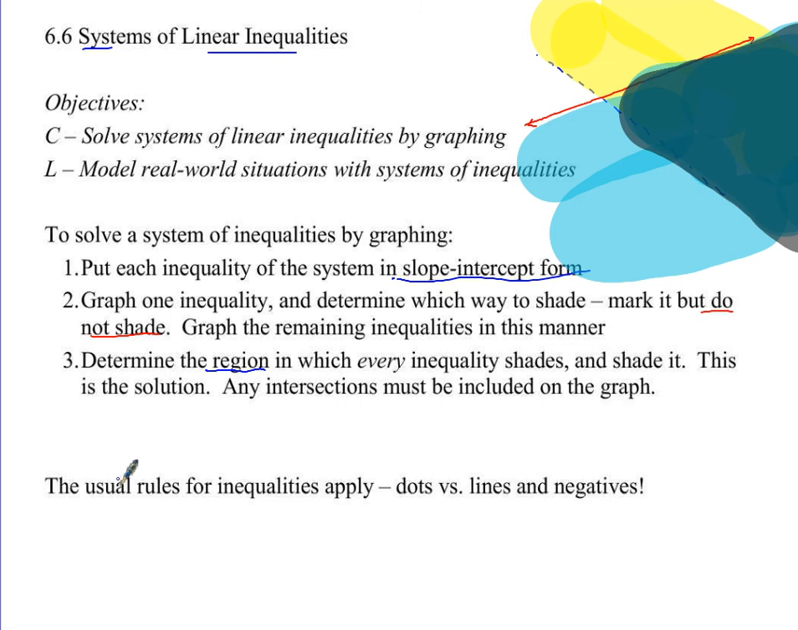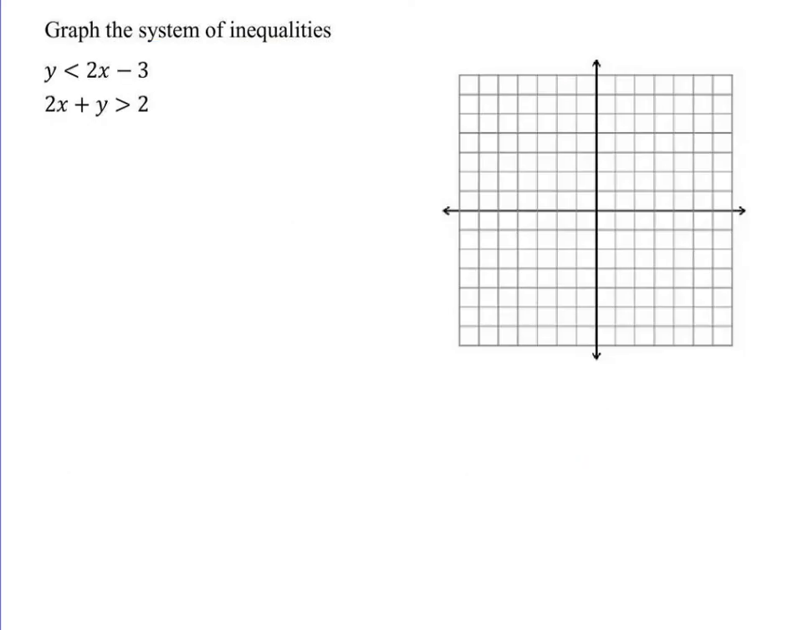So let's see. The usual rules for inequalities apply. We still need dotted lines or solid lines. And also watch out for negatives when you multiply or divide both sides of the inequality by a negative number, remember that you have to flip the inequality symbol, okay? Those pop up from time to time, and you have to be aware that they could pop up at any time. Here we go. Graph the system of inequalities. It's going to occur on the same grid. So for this first one, it's already in slope-intercept form. That's lovely. So how am I going to graph that thing?